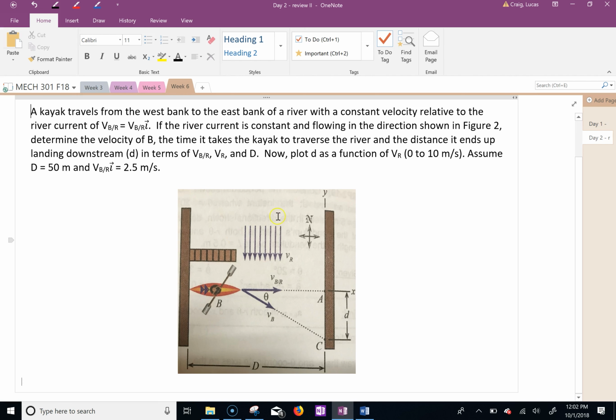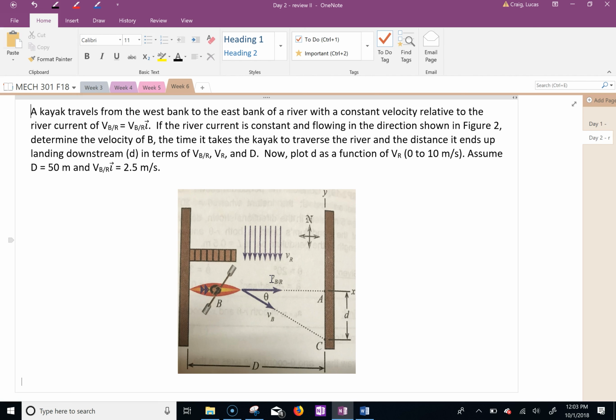so straight down this direction, determine the velocity of the actual kayak, the time it takes the kayak to cross the river, and the distance it ends up landing downstream. I want that value of d in terms of your relative velocity and the river velocity, and then plot. I've actually shown you the plot down below. But let's tackle this problem.